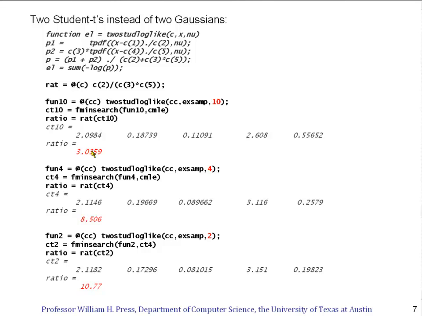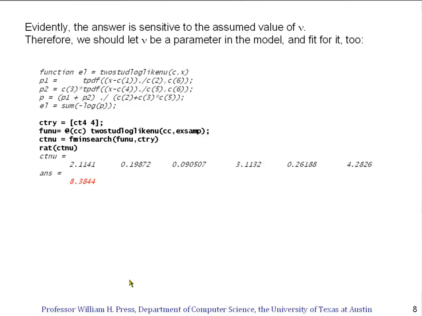So this is a little confusing. It looks like we can get any ratio we want by assuming something about the tails. That means that this is a real parameter that we have to fit for. We can't just guess what that parameter is going to be and expect to get any reasonable answer. So here we're going to fit for the parameter also. We're going to add a new component to the parameter vector, c sub 6, which is the index nu in this tPDF function.